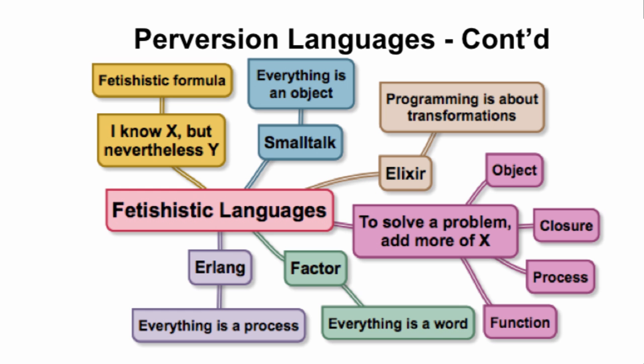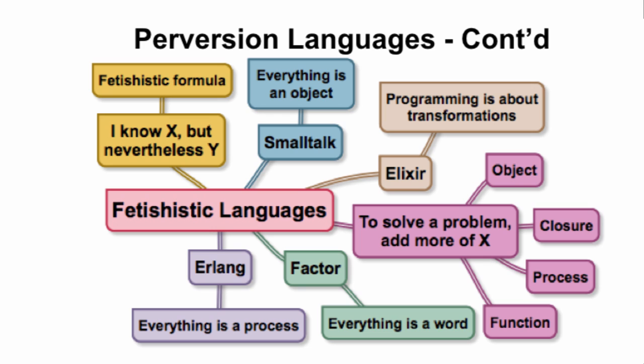So now we're going to get into the fetishistic languages. Remember, the fetishistic formula is I know X, but nevertheless Y. So you have these other languages, maybe Smalltalk with everything's an object, Elixir, everything's about data transformations or pipes. You've got Factor, everything's a word or maybe combinator or something like that. And Erlang, everything's a process, concurrency-oriented programming. And I've got references, again, in the paper for the designers of these languages and the communities saying this stuff. So I'm not just making it up.